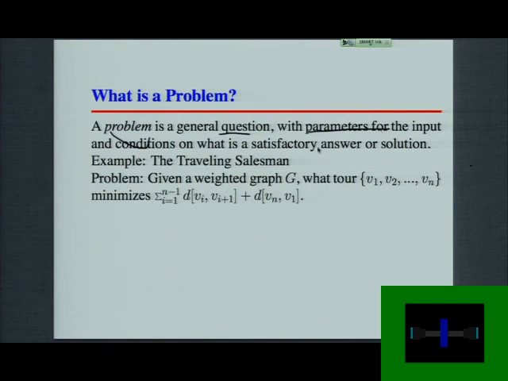So what is the traveling salesman problem? The traveling salesman problem says the input is a graph. And the output is what? It's a tour, a permutation of the vertices, such that the sum of the edge weights encountered on that tour is minimized. That is what the traveling salesman problem is. Any questions about that? General problem. That's what we mean by a problem.